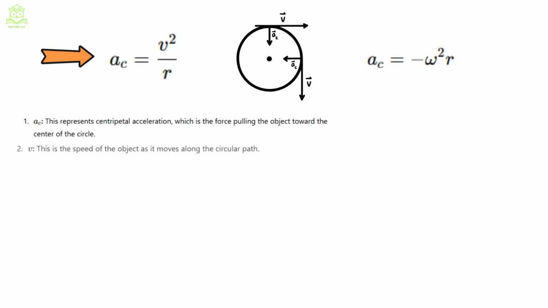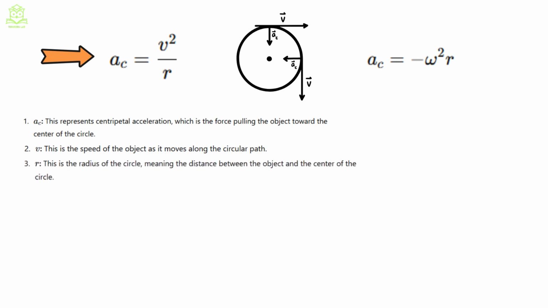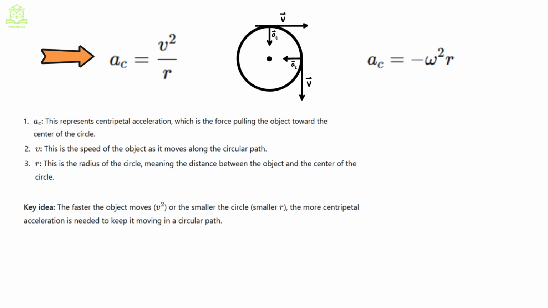V, this is the speed of the object as it moves along the circular path. R, this is the radius of the circle, meaning the distance between the object and the center of the circle. Key idea: the faster the object moves, or the tighter the circle, meaning a smaller radius, the more centripetal acceleration is needed to keep it moving in a circular path.